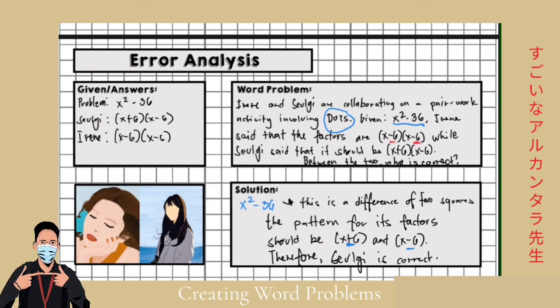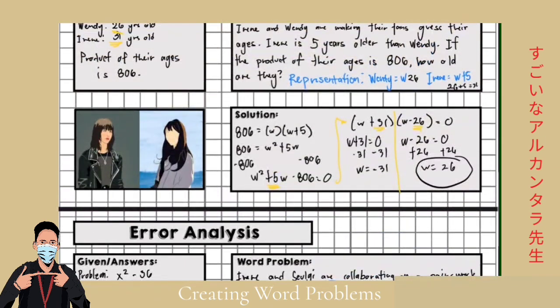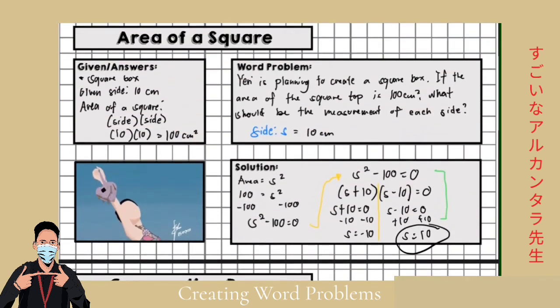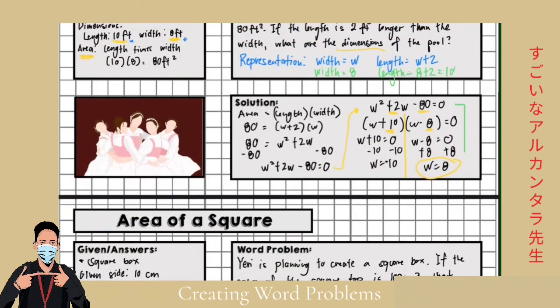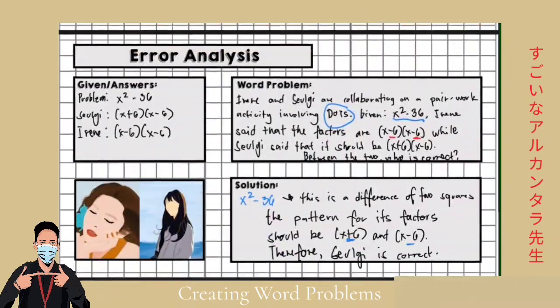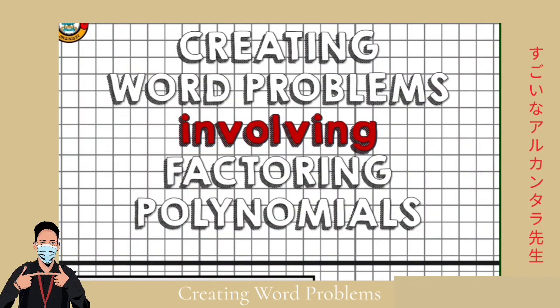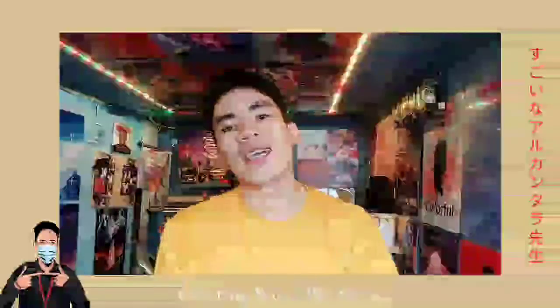So that's it. So we have discussed error analysis, we have age, consecutive pages, we even have area of a square, and area of a rectangle for our word problems. And that's it. And I hope that this helped you in creating your own word problems involving factoring polynomials.